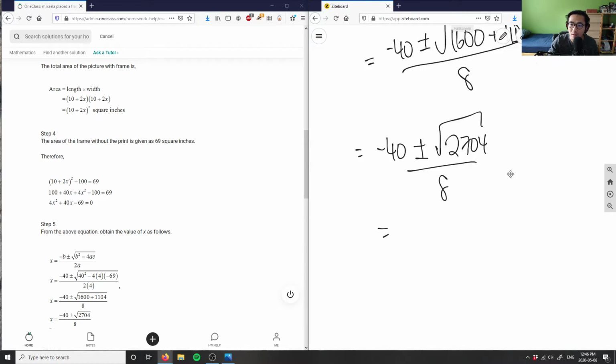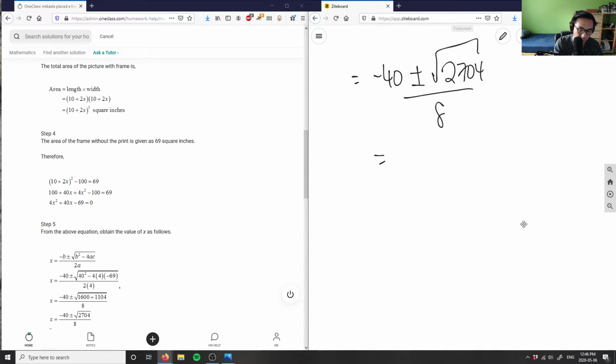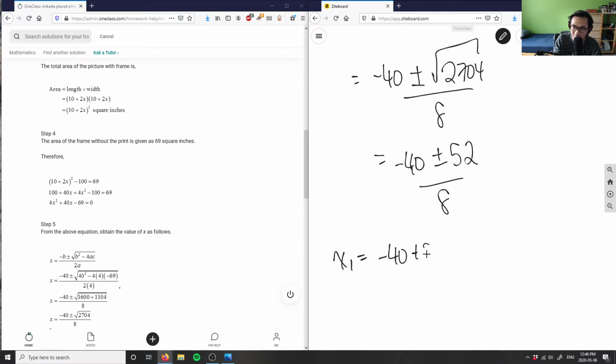And then I can plug this into my calculator. Square root of 2704 is 52. Oh, nice. Perfect square here. Plus or minus 52 all over 8. And now I can break this down, right? x1 is negative 40 plus 52 all over 8, and x2 is equal to negative 40 minus 52 all over 8 here, right?